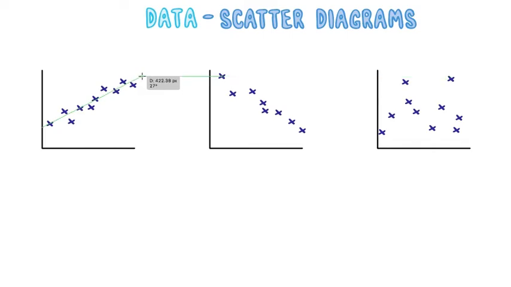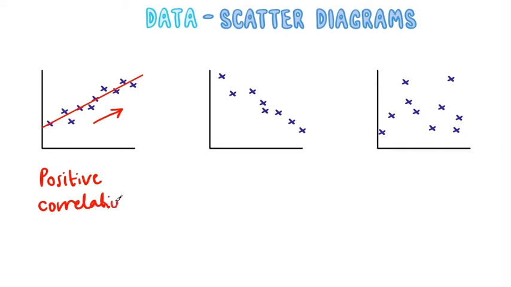So let's see, that goes through 3 points and that leaves 3 above it and 3 below it. So I think that looks pretty good. Because this is going up, we say that this line or this relationship shows a positive correlation. And you could describe that, if you knew the names of the 2 variables, as saying as variable x goes up, variable y also increases.